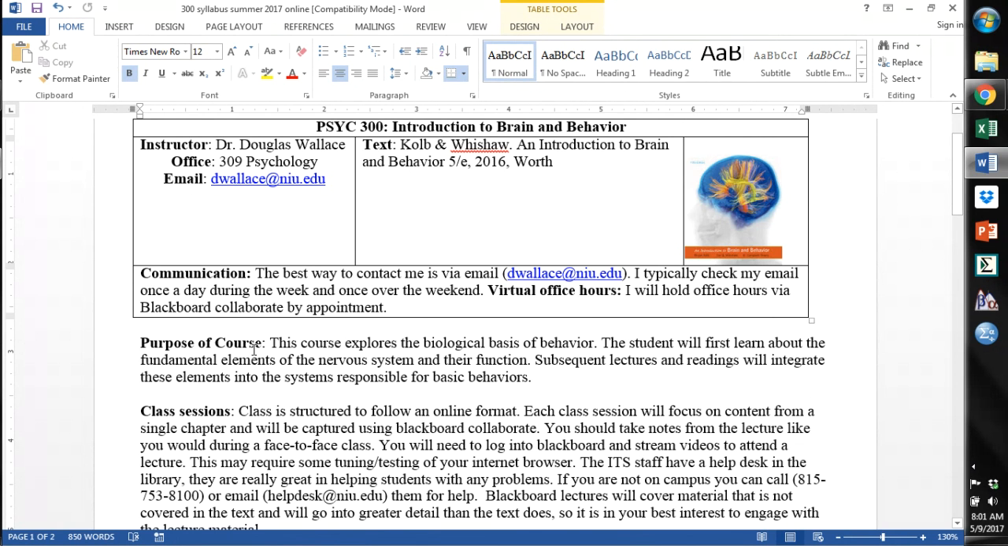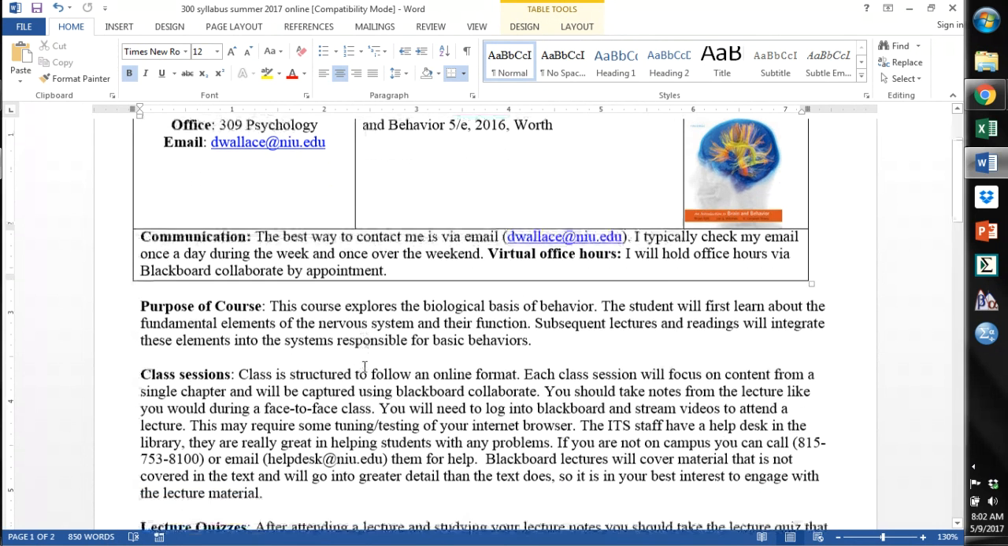The purpose of this course is to help you explore and understand the biological basis of behavior. The student will first learn about the fundamental elements of the nervous system and their function, such as neurons and synapses. Subsequent lectures and readings will integrate these elements into a system or systems responsible for basic behaviors. So we'll start very small, and then we'll gradually branch out into more complex behaviors over the course of this semester.